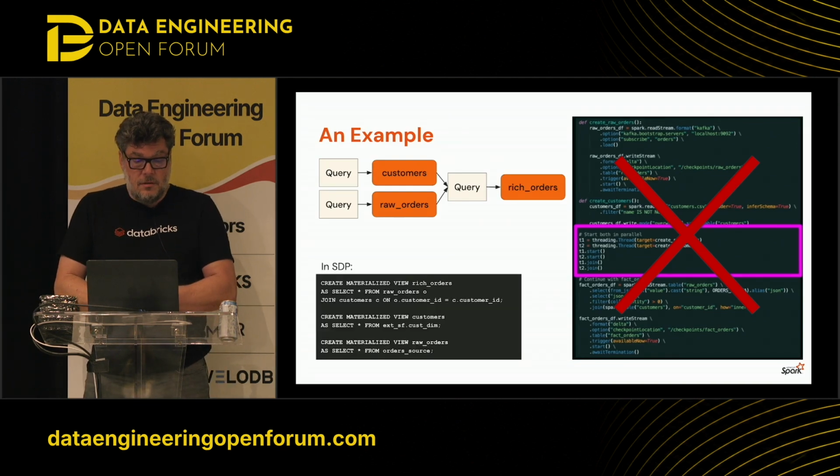So in SDP, all you do is, you can use SQL, and you define your data sets using the queries that dictate what data should be in them. And you don't even have to specify them in the right order, right? Like, so here, for example, I'm defining this rich orders first. It doesn't matter. The framework will figure out what are the data dependencies and in what order does the pipeline have to execute. Right? So that's a big advantage. And you can really focus on the business logic.